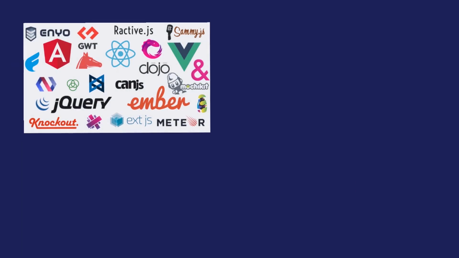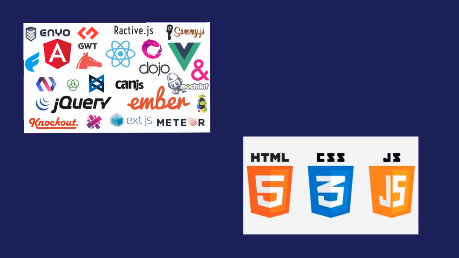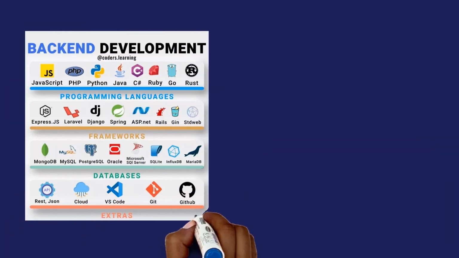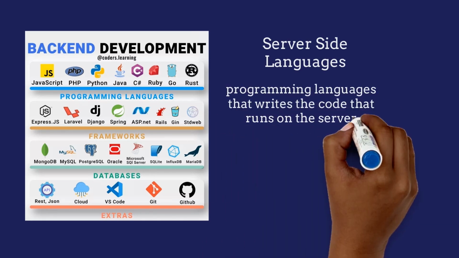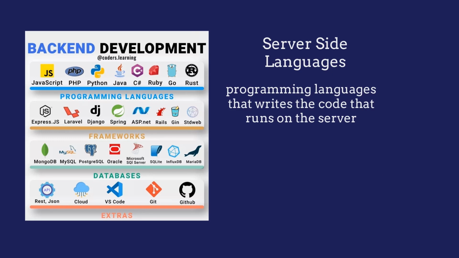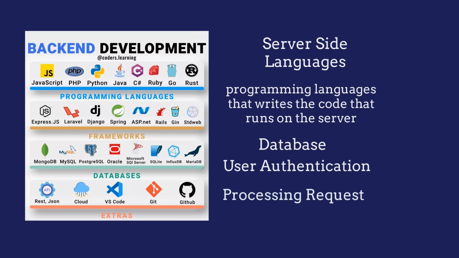We have completed the tools and technologies we need to learn in order to build beautiful and interactive user interfaces. It is now time for us to look at the back end. In order for us to understand the back end, the first thing we need to look at is server-side languages. These are programming languages that are used to write the code that runs on the server, not the user's browser. They handle things like database interaction, user authentication, and processing requests.